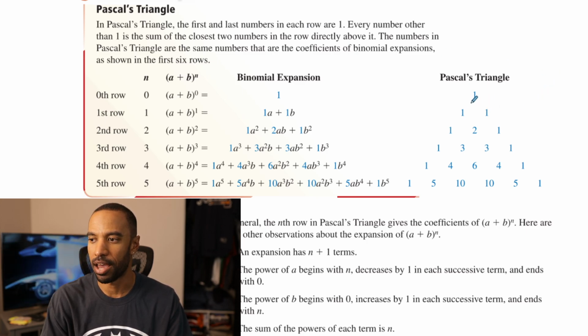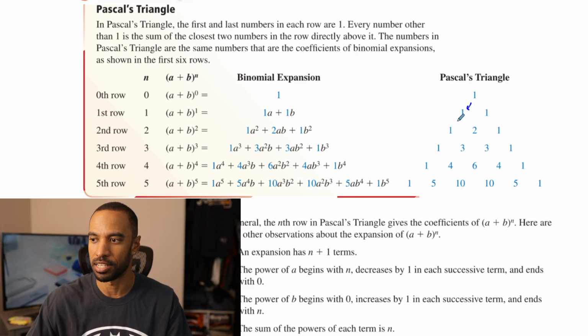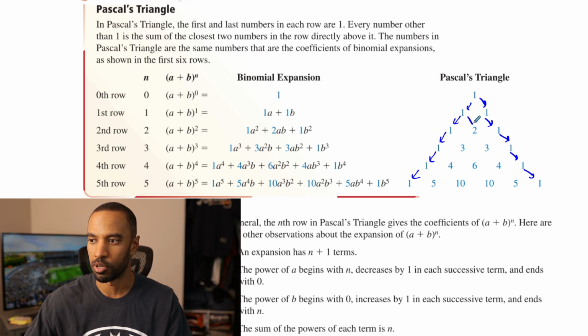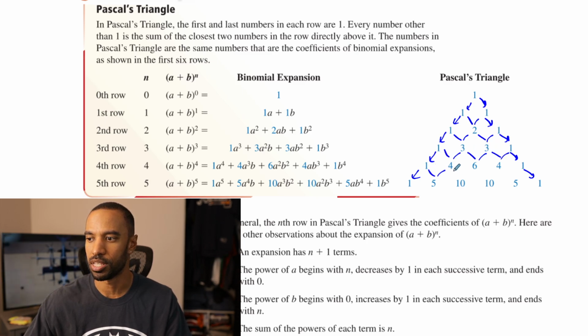Anyway, if you see the pattern here, first of all, the 1s go down the sides. I think that's just an important thing to make sense of. And then any number that's the child of any 2 numbers above it is the sum of those 2 numbers. 1 plus 1 is 2. 1 plus 2 is 3. 2 plus 1 is 3. 1 plus 3 is 4, etc. 3 plus 3 is 6. So you can see this generated.